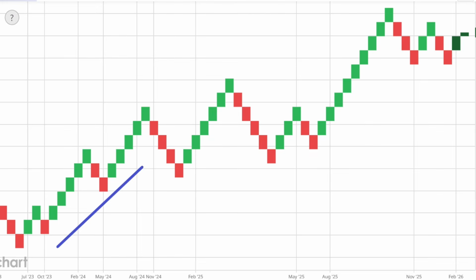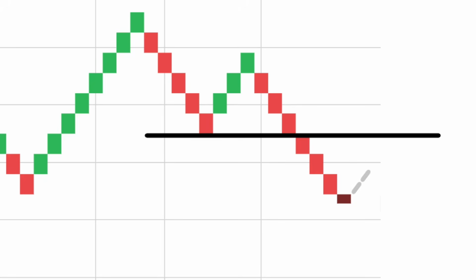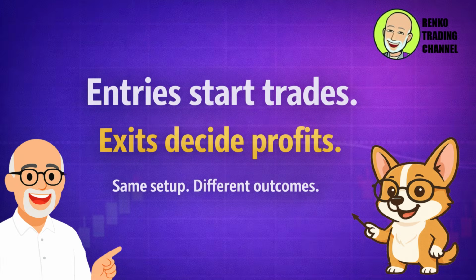Renko charts already simplify entries. They filter noise and make trend direction easier to see. But exits are where psychology usually takes over. Without clear rules, traders often move stops farther away, exit too early, or hold trades hoping price comes back. And that hesitation usually comes from one problem. There was never a defined exit plan to begin with. Your exit rule should be decided before the trade starts, not during the trade.